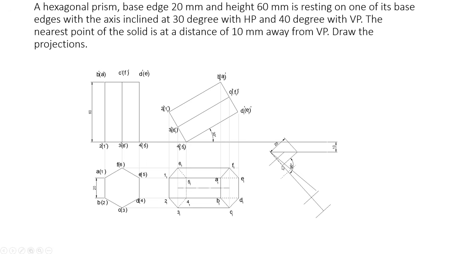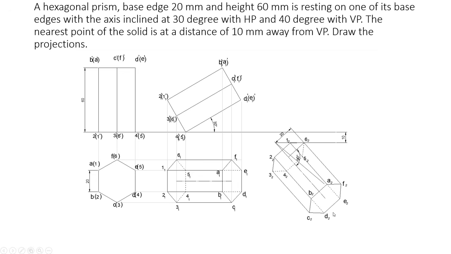Now once you get this point, you can mark this dimension and this dimension like this, from here to here, from here to here, and here to here. Similarly from here to here, this distance and this distance. So that distance you mark here on this new line, here to here, here to here, and here to here. Now you can draw that line 60, this 20 mm.